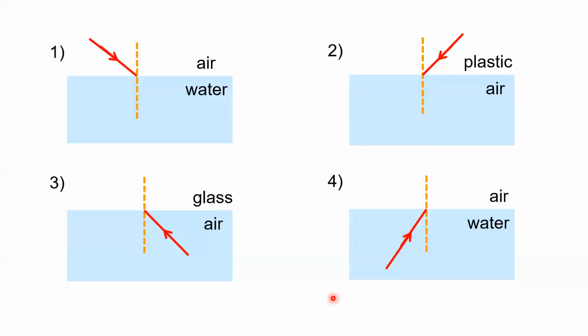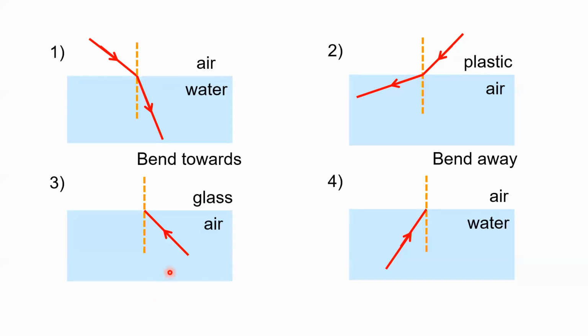The first one, from air to water, you know that water is optically denser. So denser, slow down, I'll bend towards the normal. Then plastic compared with air, you should know that air is optically less dense. It will be faster. I'll bend away from the normal, so away from the orange line. Next one, from air to glass. Again, I am moving from fast to slow. Glass is slower, so I bend towards the normal. And from water to air is faster, I'll bend away from the normal.